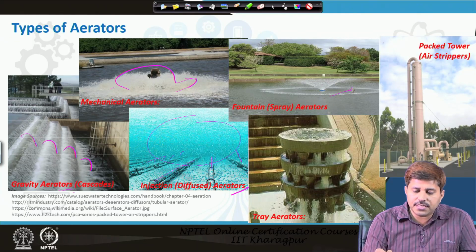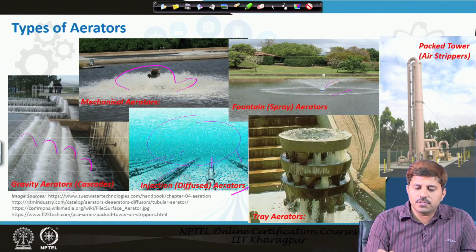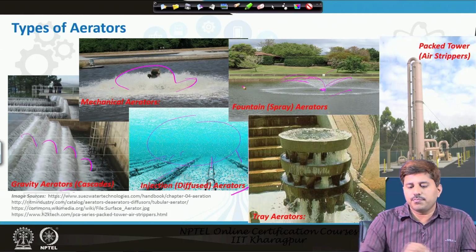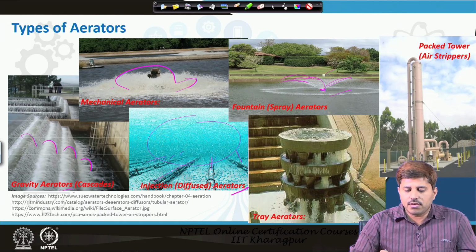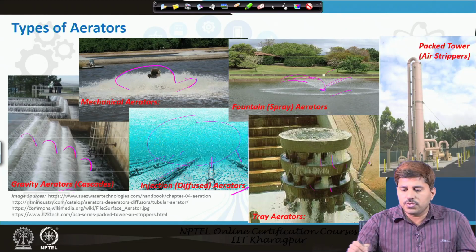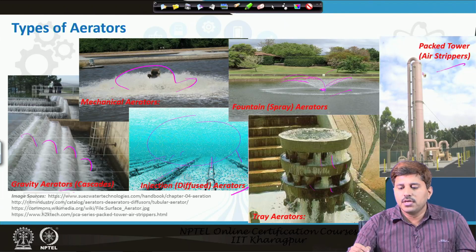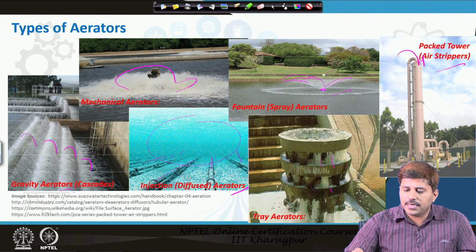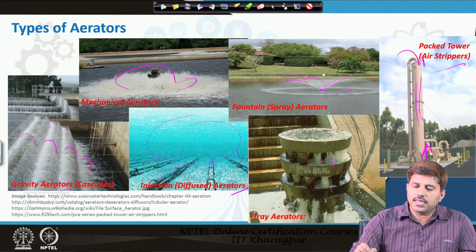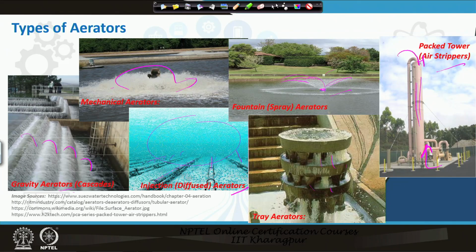This is a fountain aerator. Fountain aerator or spray aerator, as we were just discussing. So we will have a fountain kind of thing where water is pushed through a small nozzle. These are tray aerators, where water will be passing through here, and this is a packed tower or air stripper. So water will be flowing from the top and gas will be pumped from the bottom, and in between they interact, and the oxygen level in the water is enhanced. So with the enhanced oxygen level in the water, we can get an advantage in terms of the removal of selected contaminants, as we discussed earlier.